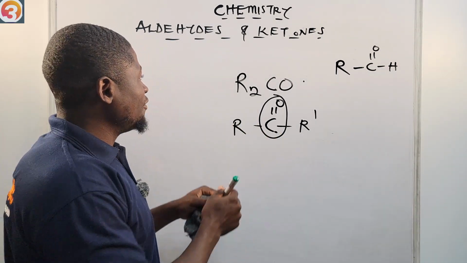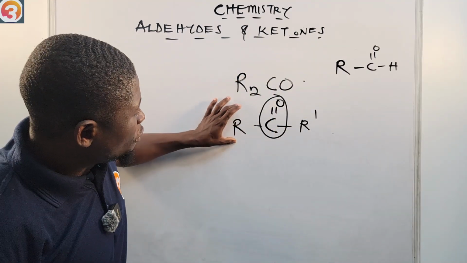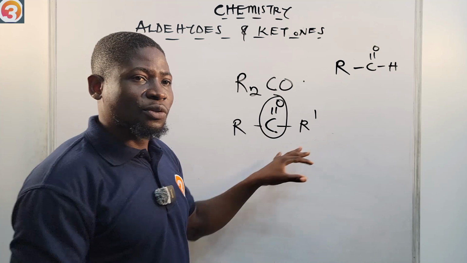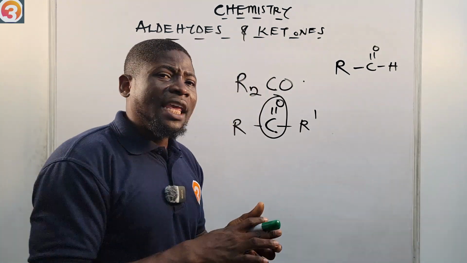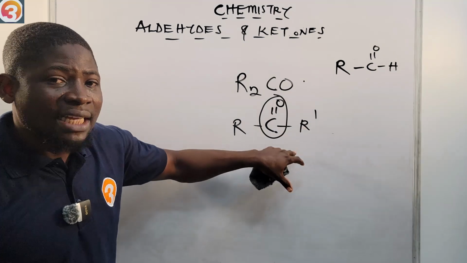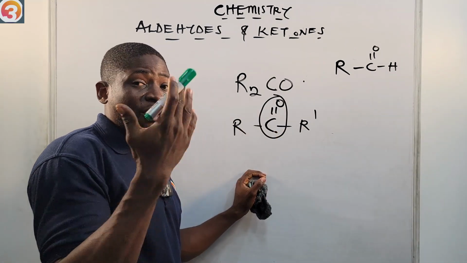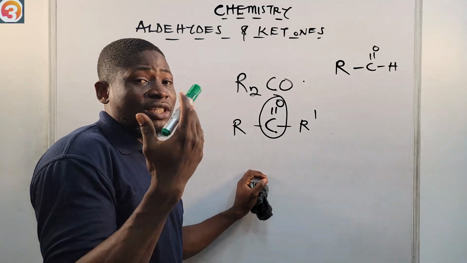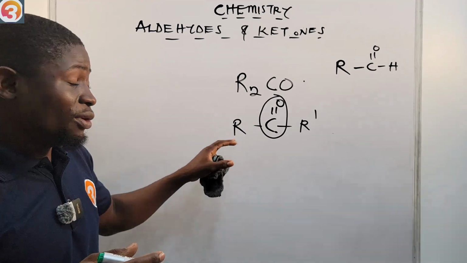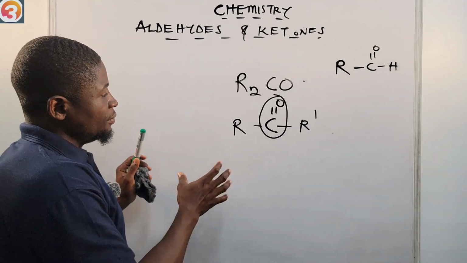So that is why the general formula is R2CO, because this R group is at this side, and this other R group is on the other side. Because if the R group is not on both sides, that means on the other side we may have a hydrogen atom, okay? And if it's a hydrogen atom, that means we are definitely getting an aldehyde back.